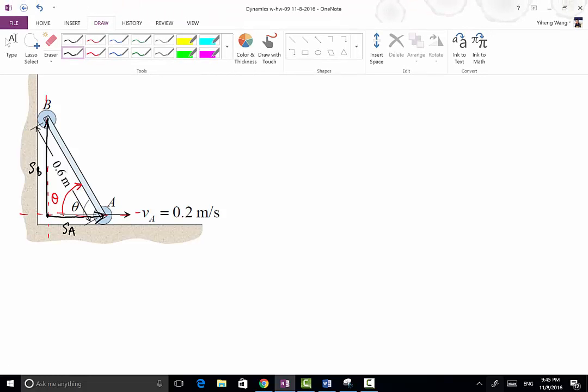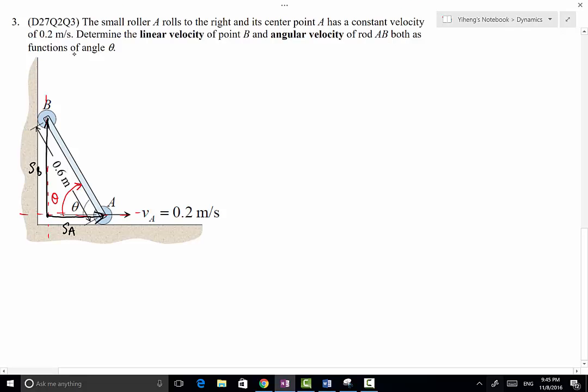So as you can clearly tell, according to trigonometry, SA equals rod AB, which has the constant length of 0.6 meter, times cosine theta. So let's work on this first. Well, actually, let's do this first. SB equals simply 0.6 times sine theta.